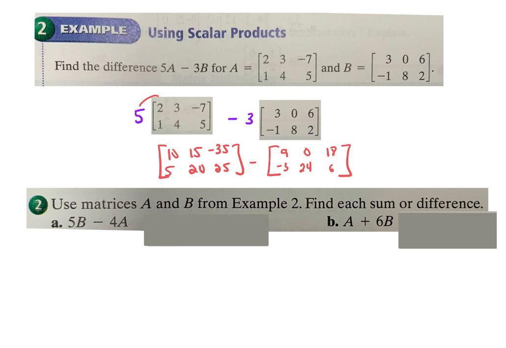Then you're going to do subtraction here. Again, it is adding the opposite. So when you have these negatives on this side, pay attention to them. We have 10 minus 9, 15 minus 0, negative 35 minus 18, 5 minus a negative 3, 20 minus 24, and 25 minus 6. Your answer would be 1, 15, negative 53, 8, negative 4, and 19. Easy? All right, so try A and B there.